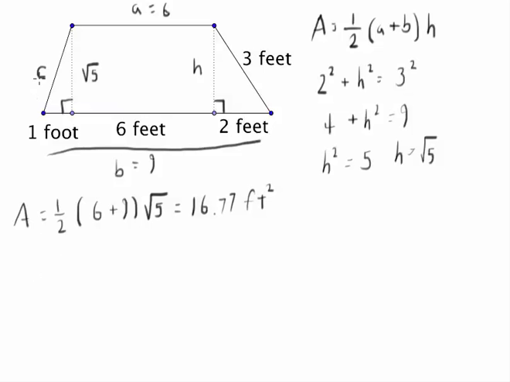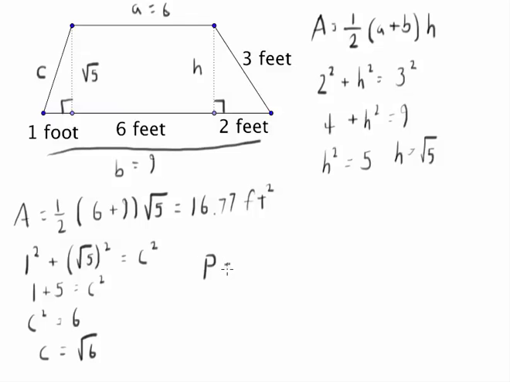So we can set up an equation to solve for C using, once again, the Pythagorean theorem. Woohoo! 1 squared plus the square root of 5 squared equals C squared. Short side squared plus short side squared equals C squared. 1 plus 5 equals C squared. C squared equals 6. C equals the square root of 6.